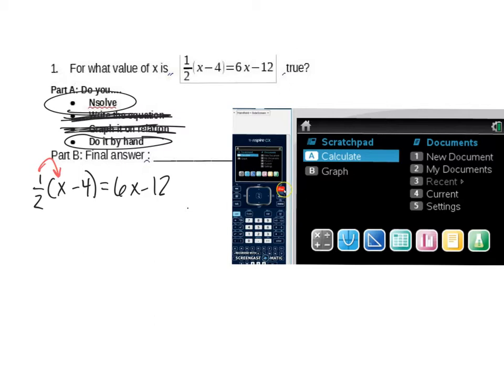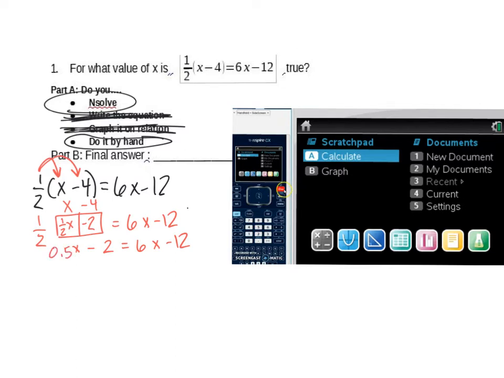So you're going to distribute. So 1/2 times x, I'm going to write it using the box method. That's what we're used to. So that's 1/2 x. And that's 1/2 times negative 4. So that gives me negative 2. Equals 6x minus 12. 1/2 x minus 2 equals 6x minus 12. I'm going to erase that 1/2, and I'm going to put 0.5.